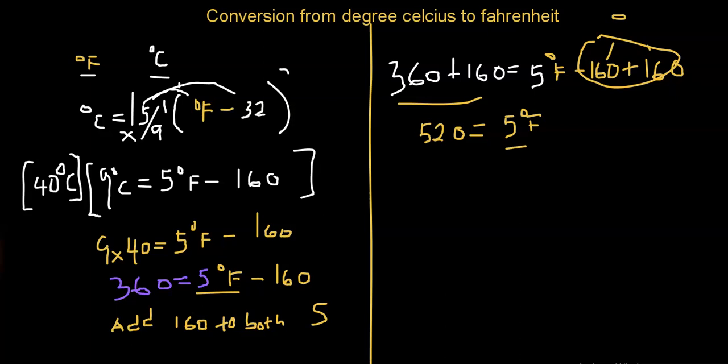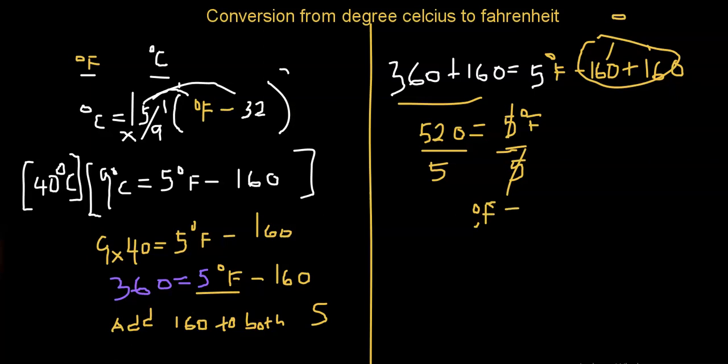What do we do to make degrees Fahrenheit stand on its own? We divide both sides of the equation by 5. Good. Divide both sides of the equation by 5. 5 cancels 5. And we are left with what? We are left with degree Fahrenheit. Do you understand?